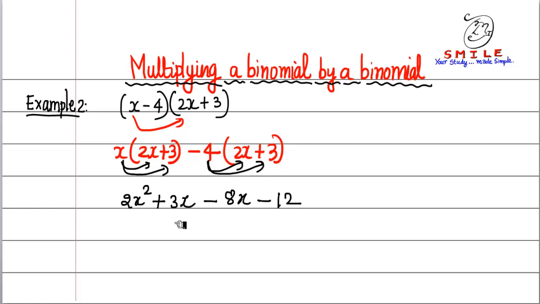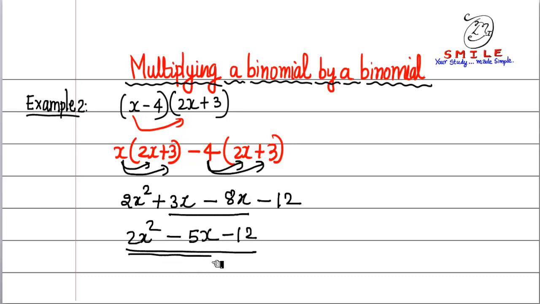Again you have to look for the like terms, and these two are like terms, right? So you get 2x square and plus 3 and minus 8 gives you minus 5x. It will be minus, and the sign of the bigger number is used, minus 12. So this is your final answer, which has a total of 3 terms. You added up the like terms. So multiplying a binomial by a binomial is very simple.